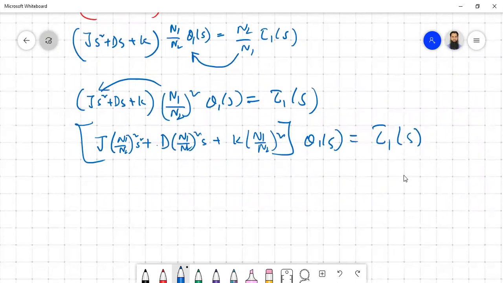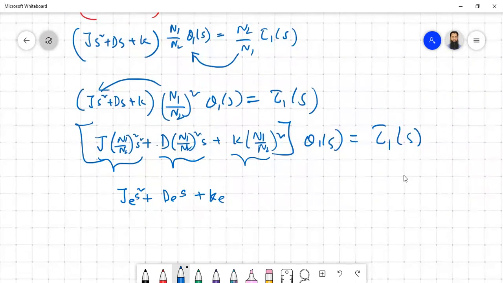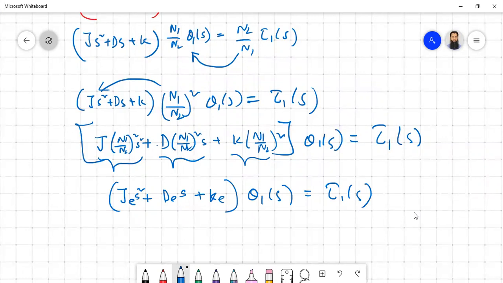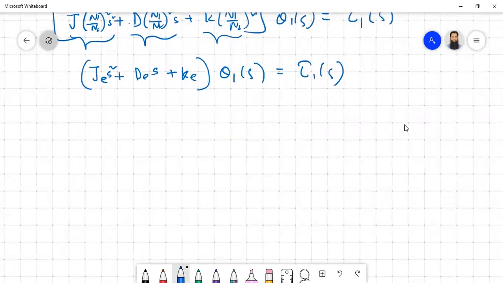Okay, so this one can be called reflected impedance to the primary side. So you can write J equivalent plus B equivalent, oh, don't forget about S, S plus K equivalent, theta 1s equal to tau 1s. Okay, so basically the same idea that we have applied in the transformer, turns ratio square was the factor that was bringing us the parameters from one side to the other side, either turns ratio or 1 by turns ratio.